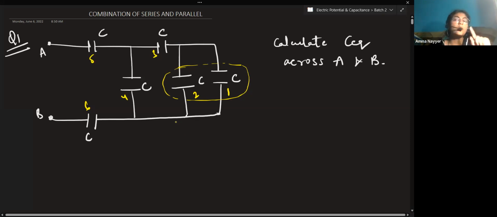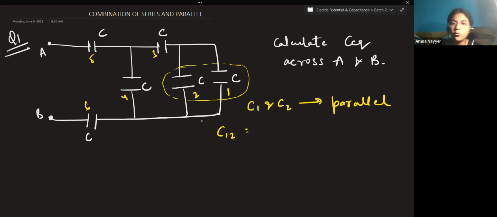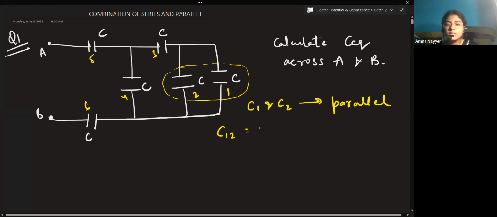In the last class, we had seen a combination as well. So see, these two, C1 and C2, are connected in parallel. Now C12 means C equivalent of both of these. C equivalent for parallel capacitors, meaning capacitors connected in parallel combination, is given by just simply adding them. Capacitance of one is C, capacitance of other is C. So C plus C gives you 2C. So this has been reduced.